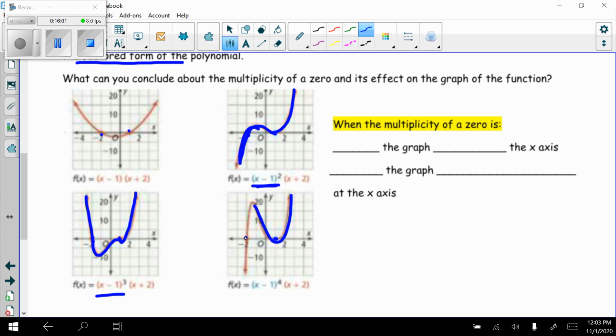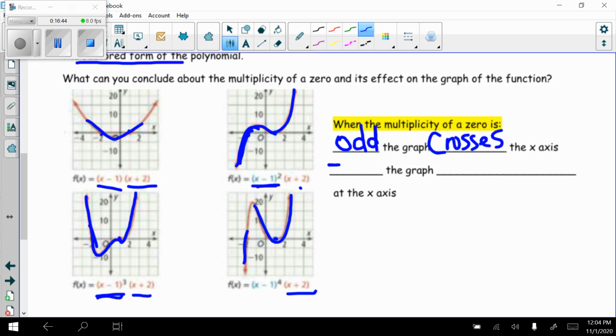So when the multiplicity of a zero is odd, we'll start with odd. So we're talking about it appears an odd number of times, like 1 time, 3 times, 5 times, 7 times. So up here, this appeared once, this appeared once. It crossed. This one appeared 3 times. That's odd. It crossed. This one appeared 1 time, it crossed. So when you have a multiplicity of odd, the graph crosses the x-axis.